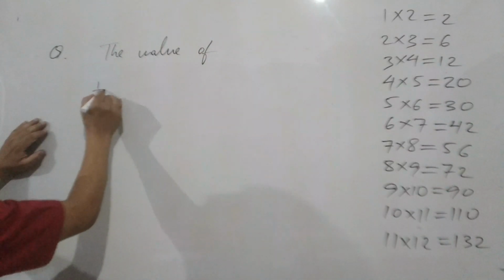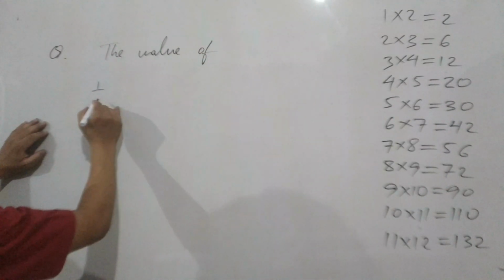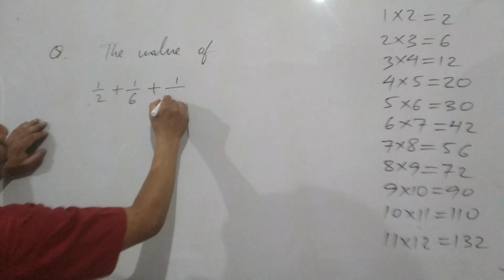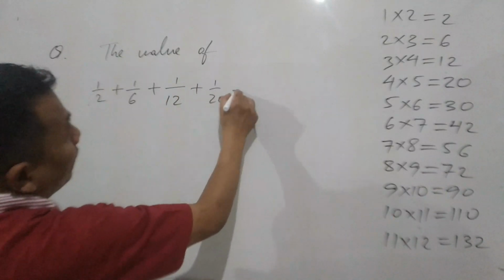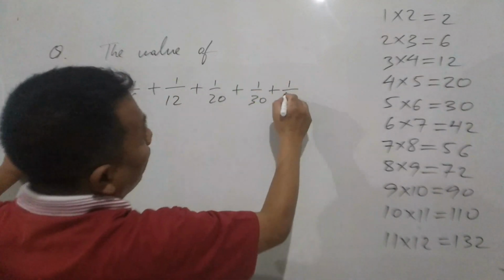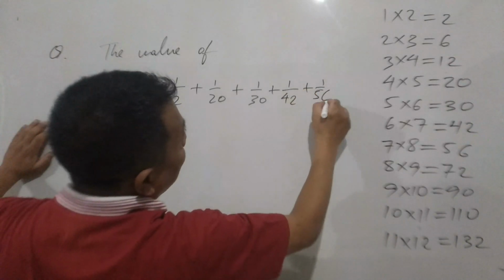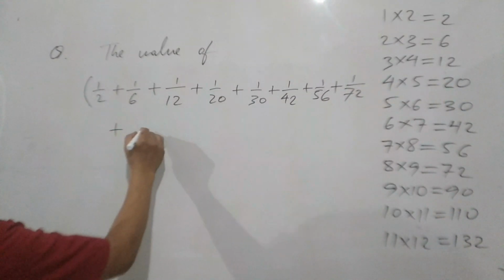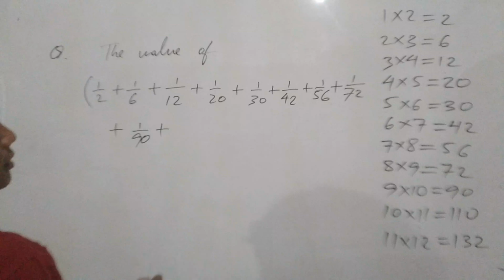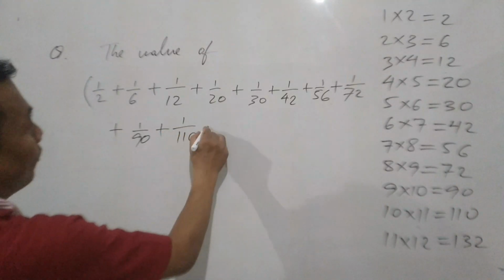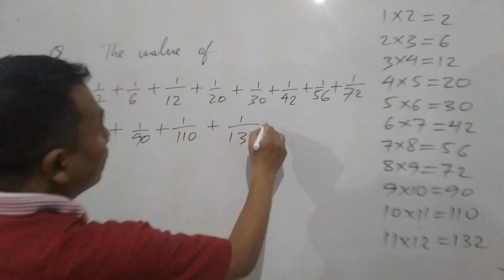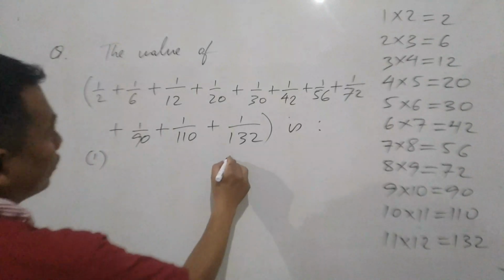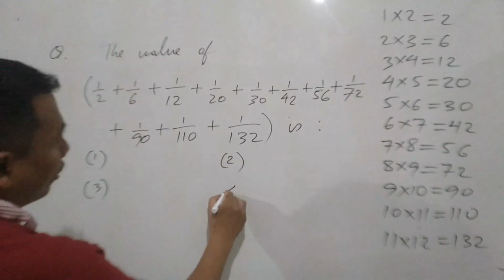The value of, let's say, 1 by 2 plus 1 by 6 plus 1 by 12 plus 1 by 20 plus 1 by 30 plus 1 by 42 plus 1 by 56 plus 1 by 72 plus 1 by 90 plus 1 by 110 plus 1 by 132. The value of this is: some 1, some 2, some 3, some 4.